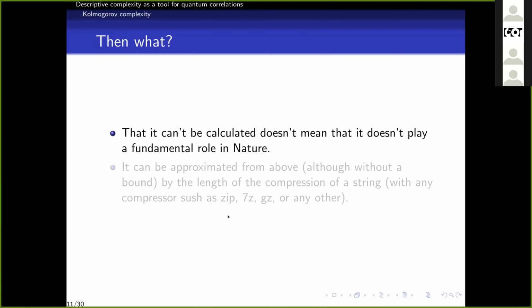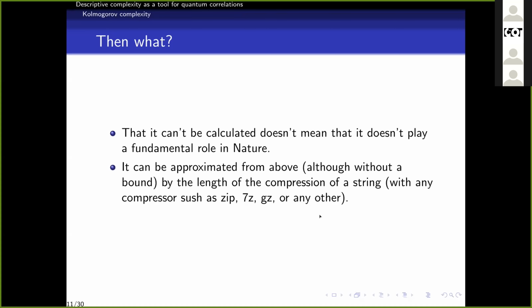So then what? If we cannot calculate it, what is it good for? Well, first, the fact that it cannot be calculated by any means doesn't mean that it doesn't play a fundamental role in nature. Maybe it does. Maybe somehow nature takes into account this descriptive complexity of the strings it generates.